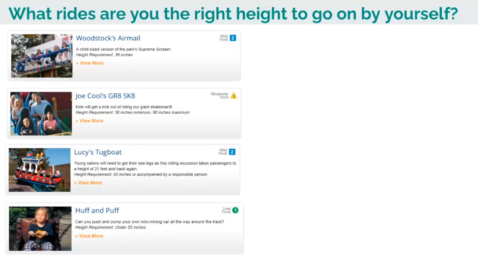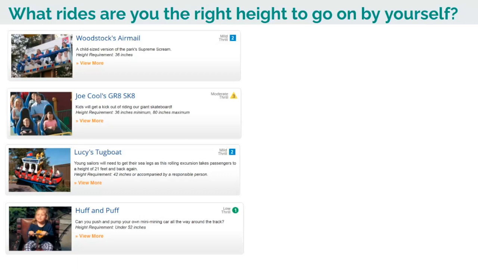This lesson is about what rides you are the right height to go on by yourself at an amusement park. There are some rides pictured on the website. On this slide, I'm only showing a few of them here. They give you a lot more than this. Each ride has a height requirement. If you notice, some have a minimum height and some give a maximum height. Some give both a minimum and a maximum, and some give this height requirement with an "or" situation.